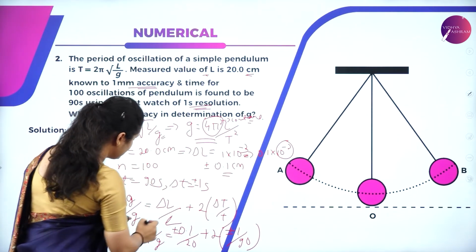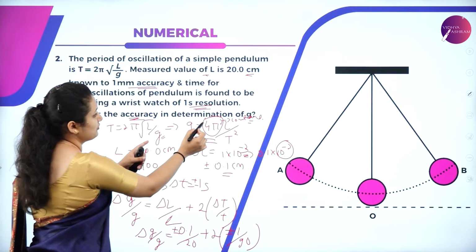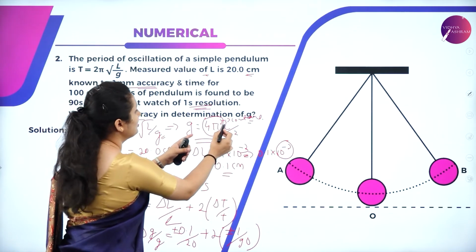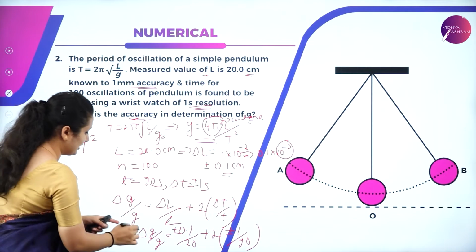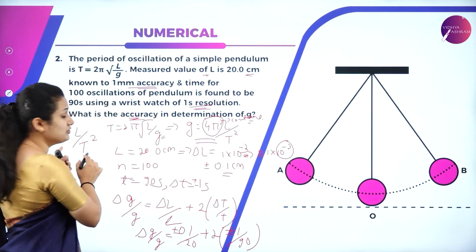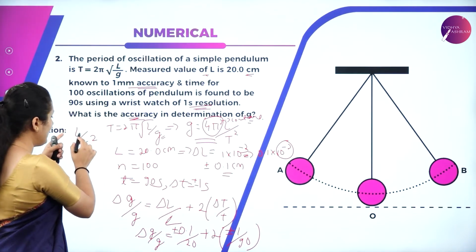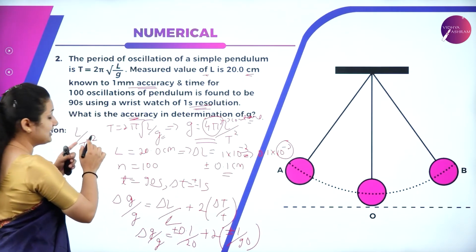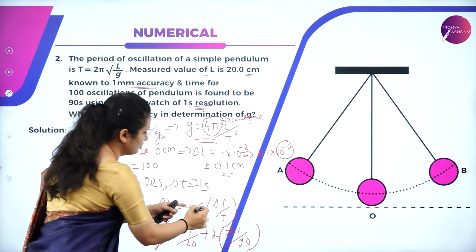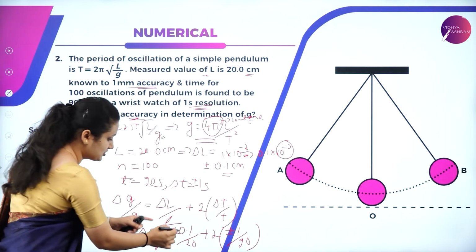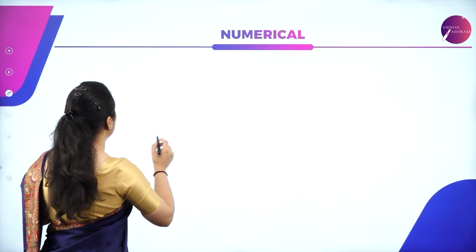So, delta G by G, I have reduced the formula to this. 4 pi square is a constant term. The remaining is L by T square. When it is L by T square, how will you write? Delta G by G is equal to, use your relative error. Delta L by L plus or minus, anything to the power exponent is 2 times the relative error. 2 into delta T by T. Substituting the values, what will you get next?